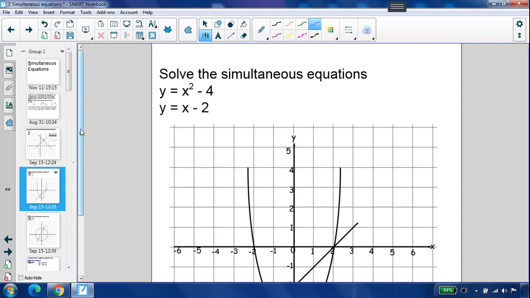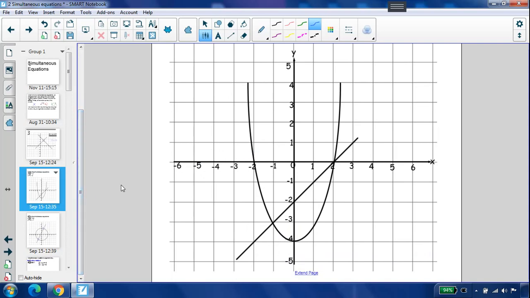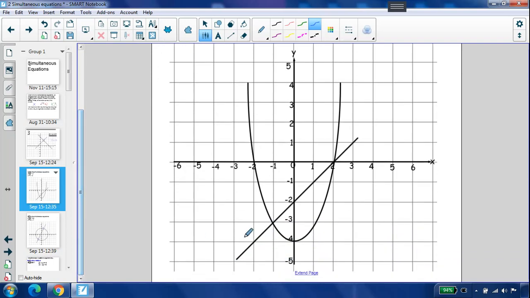Let's have a look at another one. We have a quadratic and a linear this time. So the quadratic function is y is equal to x squared minus 4, and the linear function is y is equal to x minus 2. And you can see that they intersect in 2 points this time. And I could probably still give a good accurate solution here. So x is equal to 2, y is equal to 0. And here we're pretty much on that line. So this one would be x is equal to minus 1 and y is equal to minus 3.